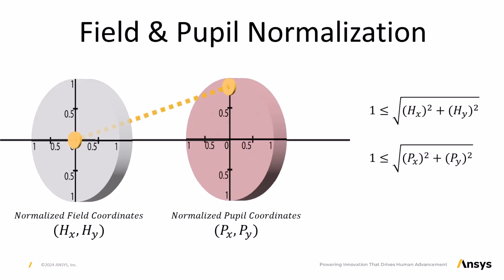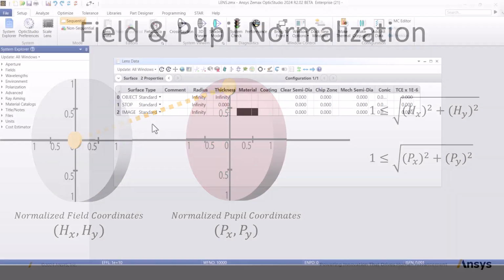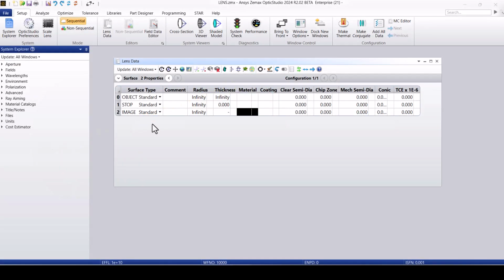It then propagates through the system to the normalized pupil coordinate px and py before propagating through the rest of the system. With that out of the way, we're ready to explore OpticStudio. These concepts will be used frequently when defining the properties of our optical systems. So, let's start with a quick tour around OpticStudio.